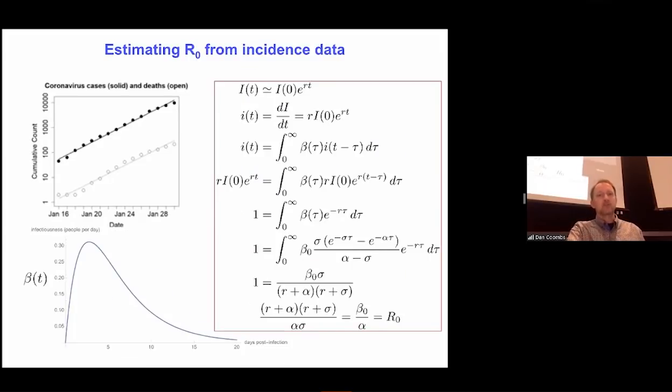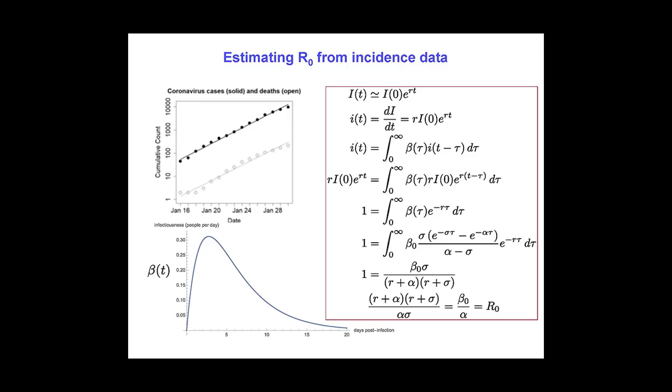There's some actual math here, which is always a tricky thing to do on a slide. But looking at the first line of the math, and looking at the data, you would say the number of infected people is climbing exponentially. So I write it as an exponential function. That also means that the incidence, or the rate of change of the infected people, is also growing exponentially. So I can write that and differentiate, and I get another exponential function, just with a different constant in front of it.